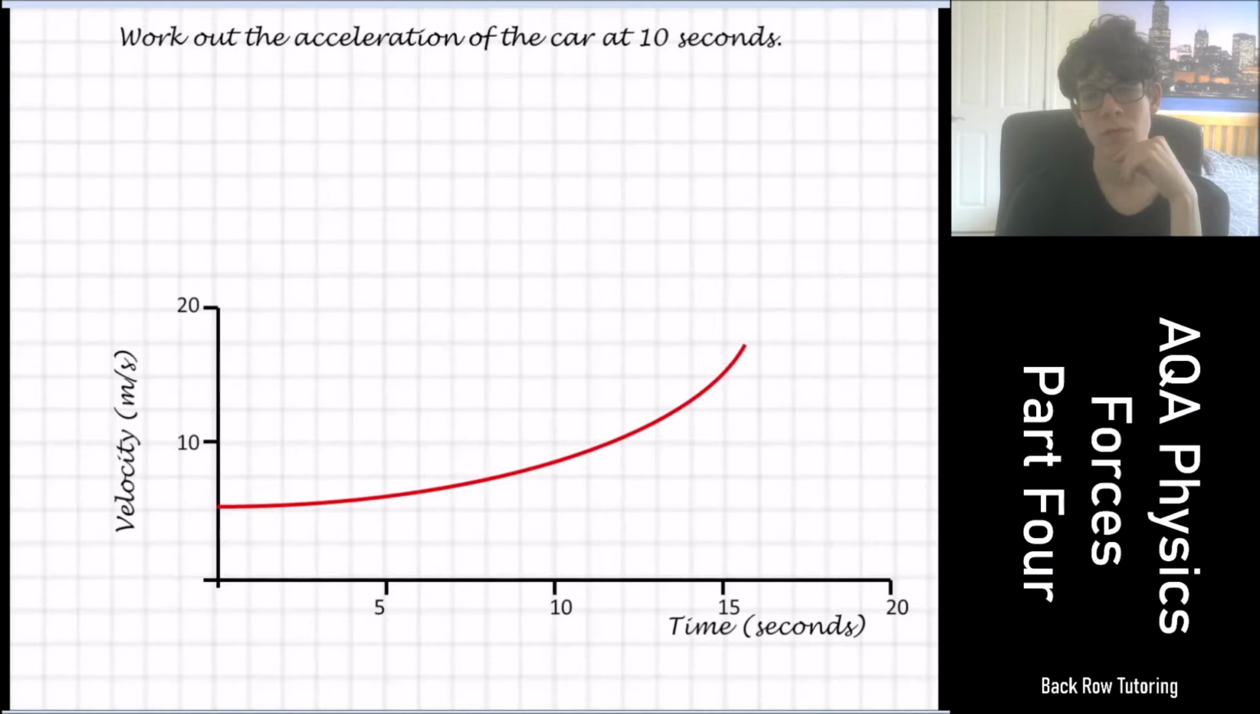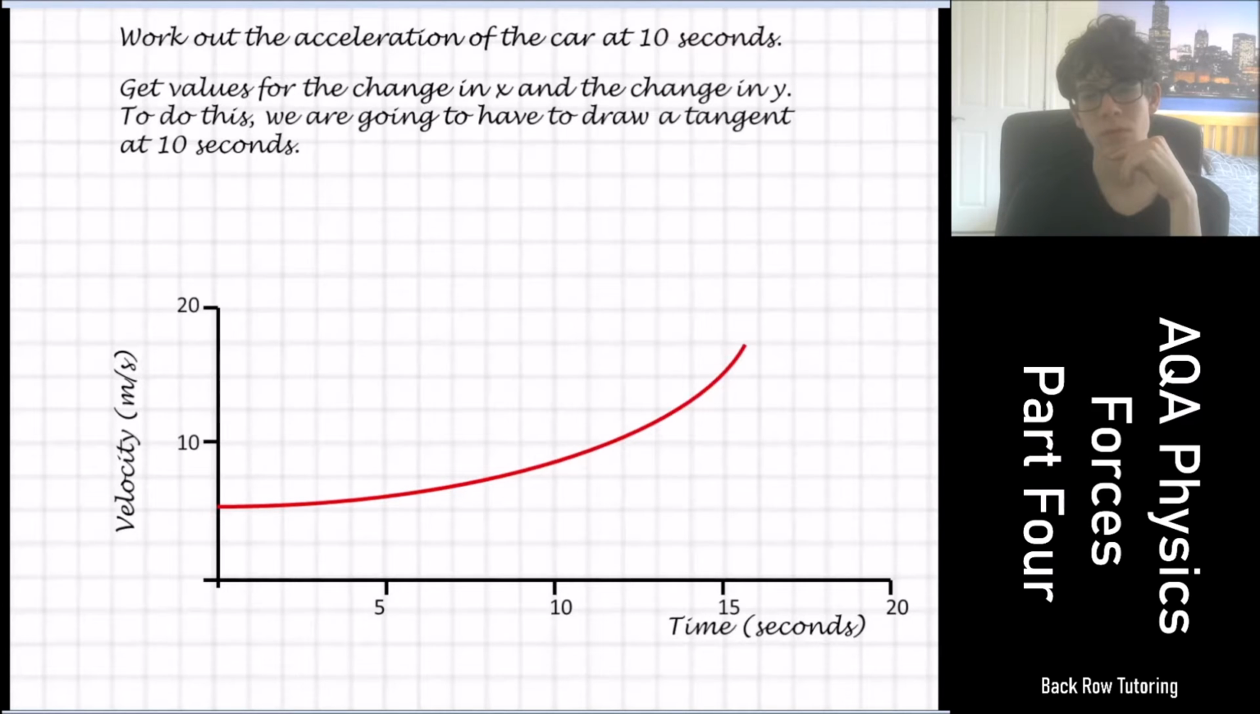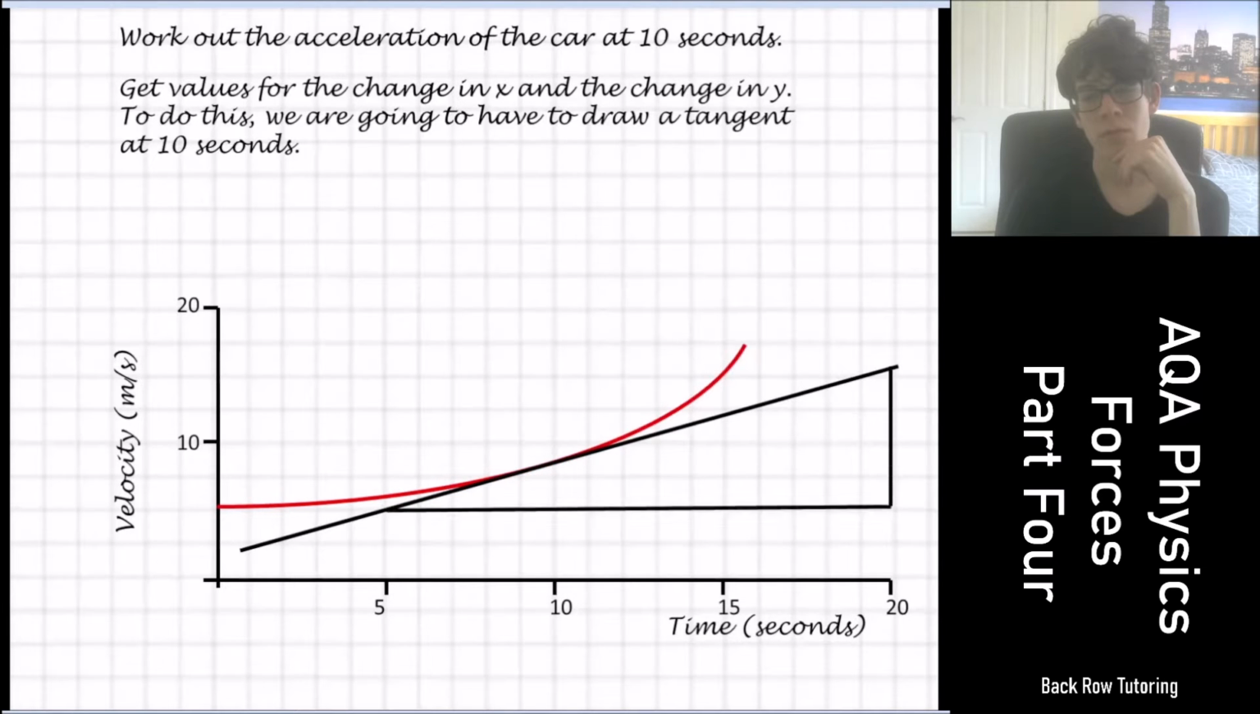Work out the acceleration of the car at 10 seconds. So firstly, we are going to get values for the change in x and the change in y. To do this, we are going to have to draw a tangent at 10 seconds. The change in y is 15 take away 5, which is 10. The change in x is 20 take away 5, which is 15.